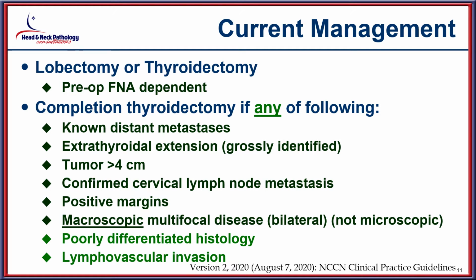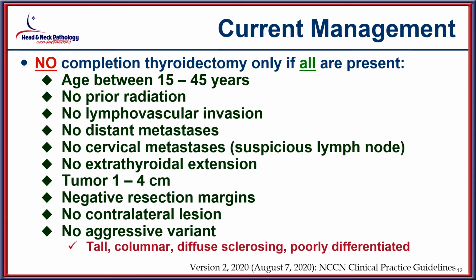In general, most patients have some sort of fine needle aspiration that is performed before they have a procedure. And you will notice that a completion thyroidectomy is done if any of these criteria is present. So known metastasis, extrathyroidal extension greater than 4 centimeters, cervical lymph node metastasis, positive margins, and of course macroscopic multifocal disease. Poorly differentiated histology and lymphovascular invasion I've highlighted because that is kind of an obvious finding, and this is based on the NCCN guidelines that were released as of August of last year.